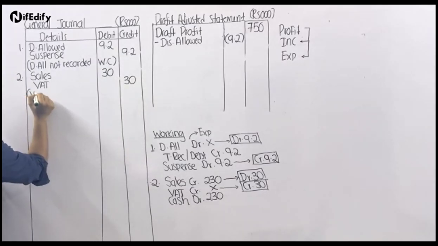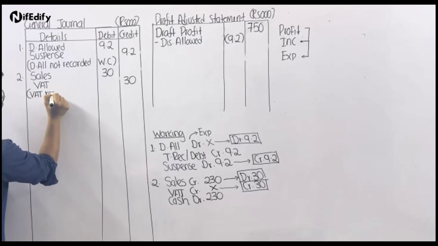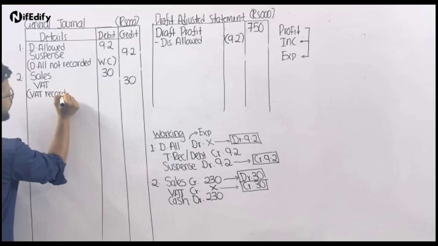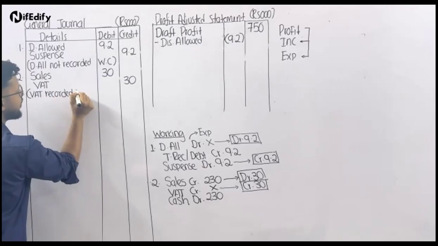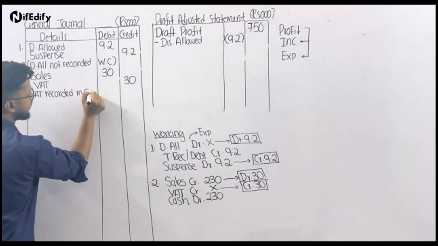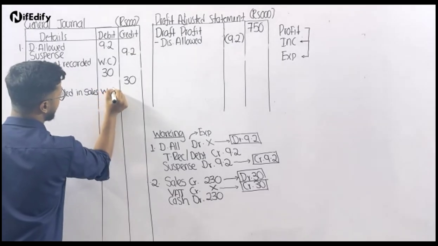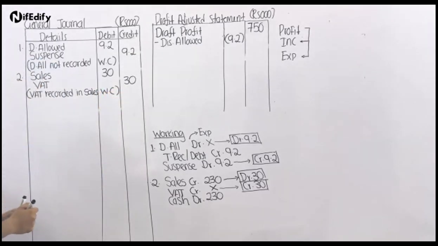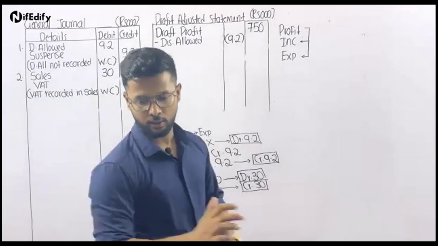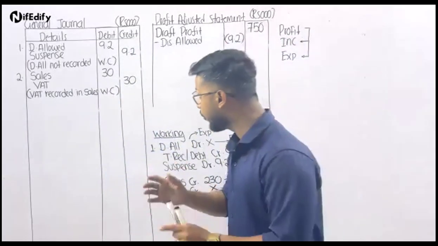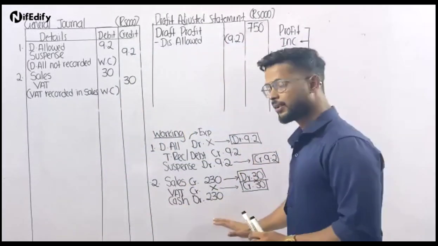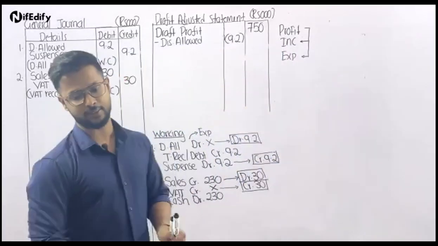We can say VAT recorded in sales was corrected. There you go. We are done with the second adjustment too.